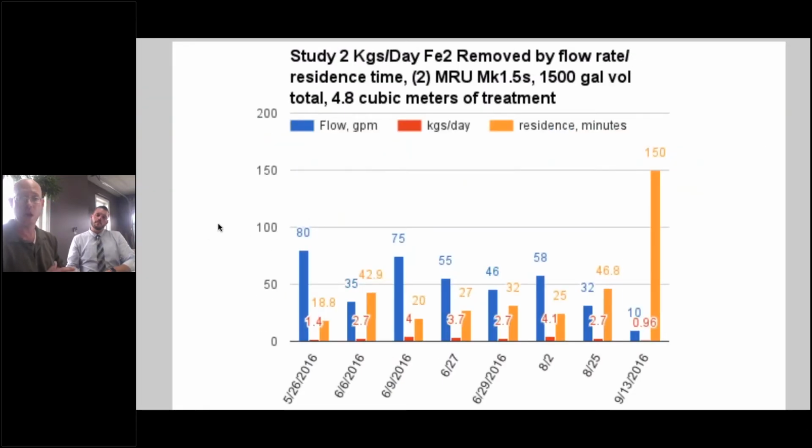Okay, and this is one of the most important slides I think I've ever done before, where we're starting off. We've got the flow rate now on 526, 80 gallons a minute. We had residence times of 18 minutes. That's the yellow, kilograms per day. So it was still removing 1.4 kilograms per day for both of those boxes. That's the entire treatment system. 4.8, approximately 5 cubic meters of treatment in total.